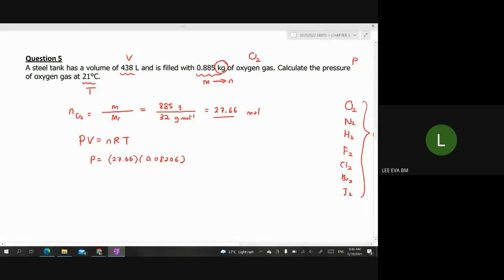Unit tak payah masuk tak apa, asalkan awak faham dan sudah tukar unit sebiji macam apa yang ada dalam PV equals nRT. Then in the calculation, you don't have to show. No problem. Okay, and then temperature, here we have 21 plus 273.15. And last one, we have our volume, which is 438 liter. So unit semua dah okay. Boleh terus kira. Tapi kena make sure mole, temperature in Kelvin, volume in liter. So your final answer, pressure should be in atm.